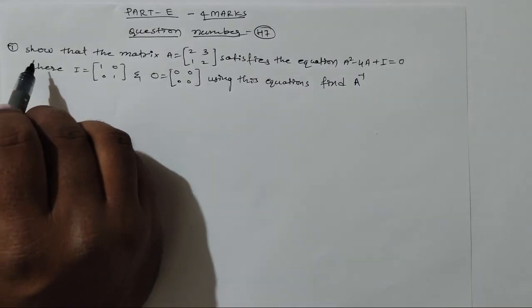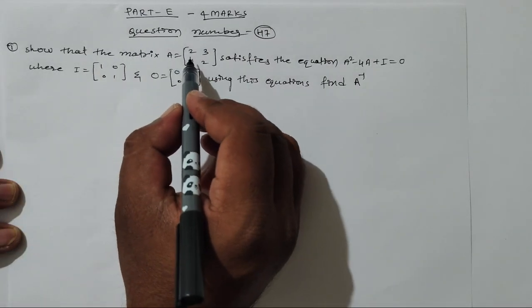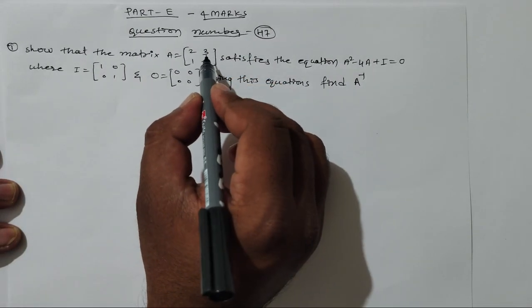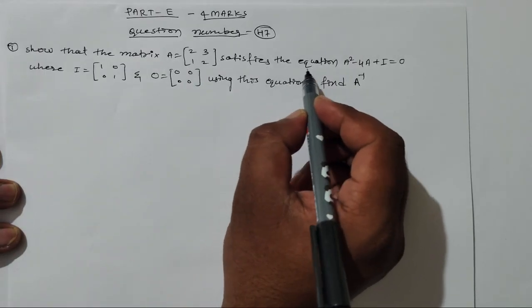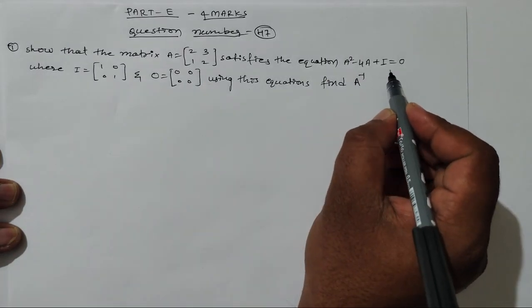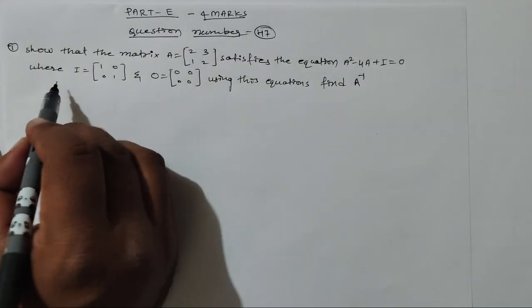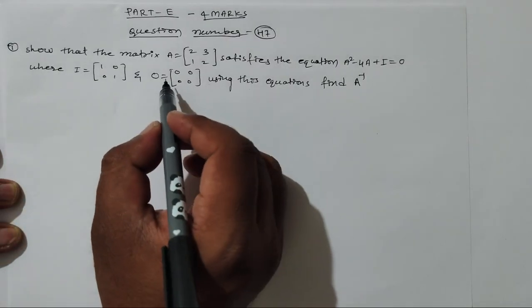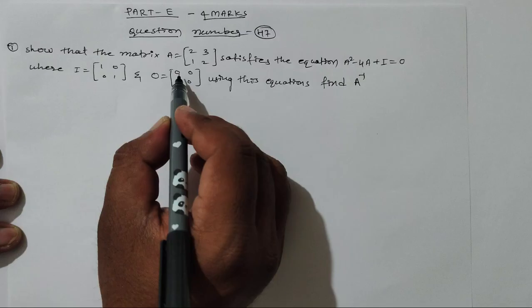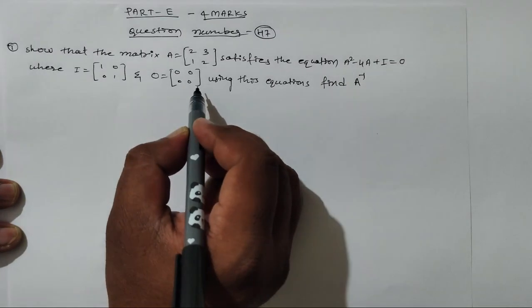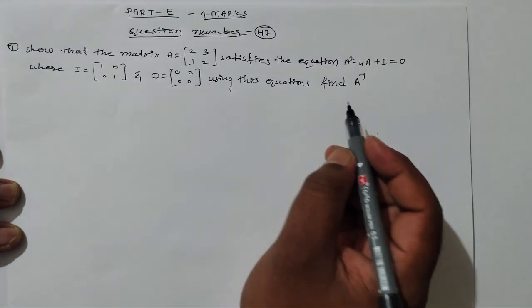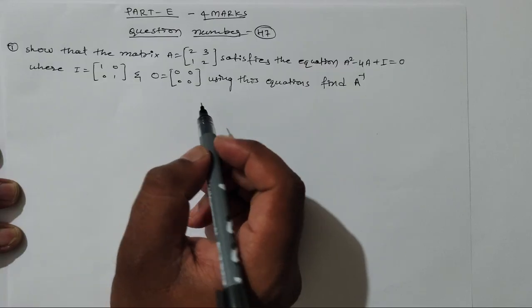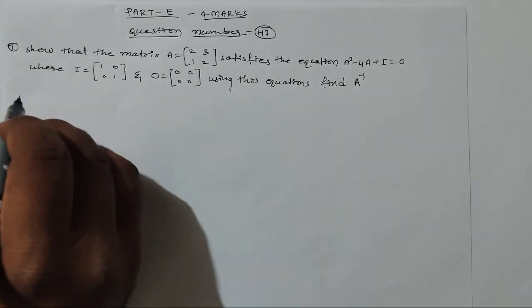The question: show that the matrix A equal to [2 3; 1 2] satisfies the equation A square minus 4A plus I equal to 0, where I is the identity matrix [1 0; 0 1] and 0 is a null matrix [0 0; 0 0]. Using this equation, find A inverse. Okay, we have to use this equation and find A inverse, right?